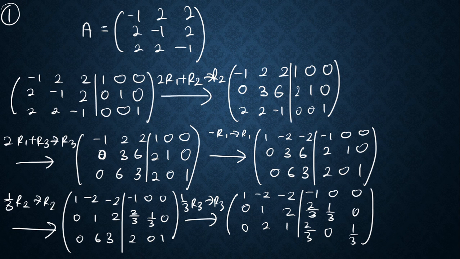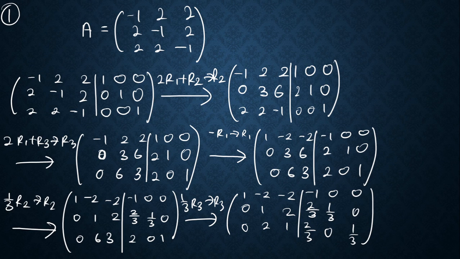As we go to the right, first I want to choose -1 as the pivot. R1 plus R2, substitute into R2. So for R2 we get 0, 3, 6, 2, 1, 0. I want to eliminate the 2 and 2 from column 1 based on R1. Next, R1 plus R3, substitute into R3. So we get 0, 6, 3, 2, 0, 1.